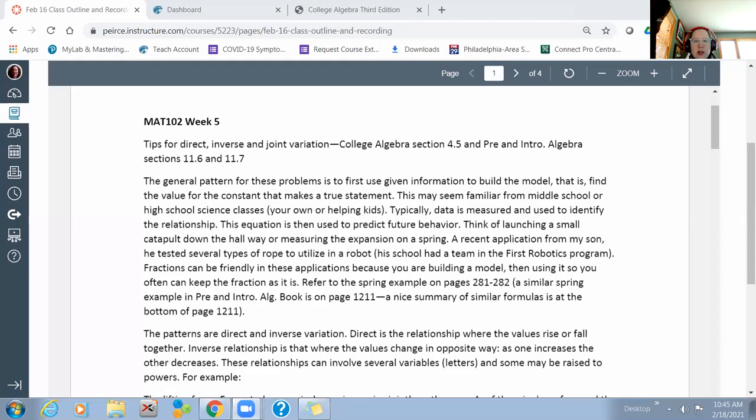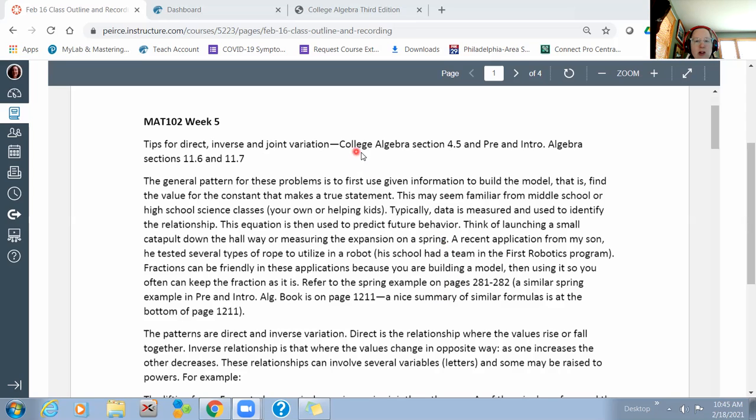Hi, MAT102 students. Here's your other recording for the week 5, end of chapter 4 and the 2 sections of chapter 5. So this is the tips and summary document that I provided for you for those that want to print that off to read through it.